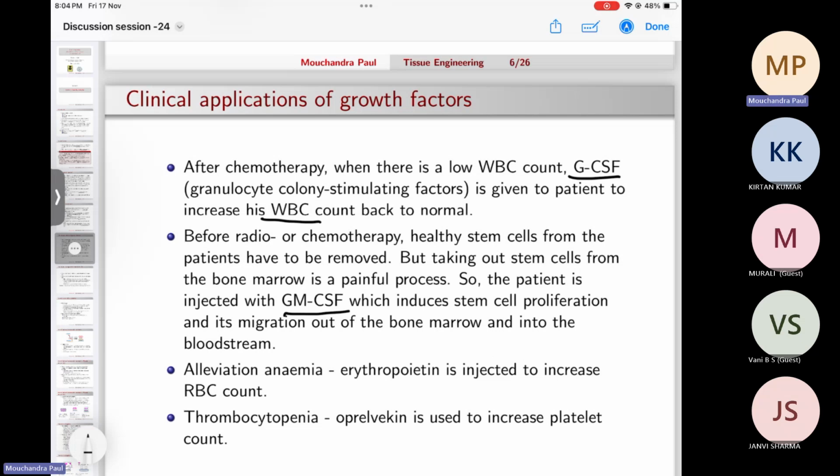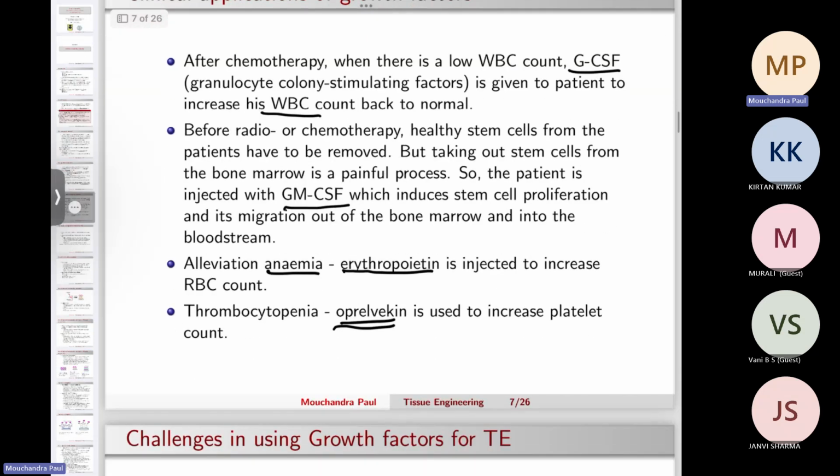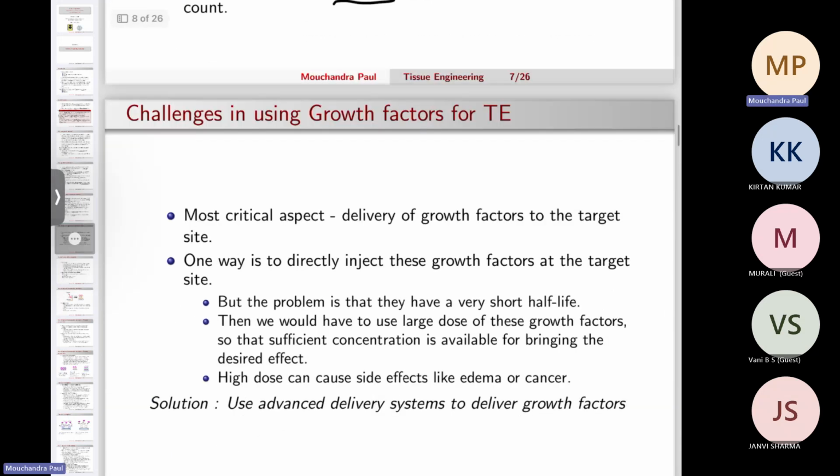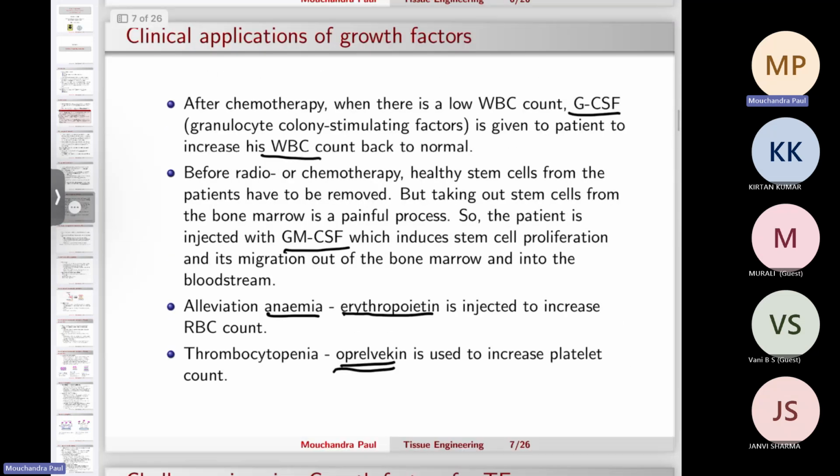Then another example is the growth factor erythropoietin, which is often used to increase the RBC count in anemic conditions like severe anemia. Similarly, this growth factor oprelvekin, maybe I pronounced it wrong, you can check online for the correct pronunciation, is used to increase the platelet count in thrombocytopenia.